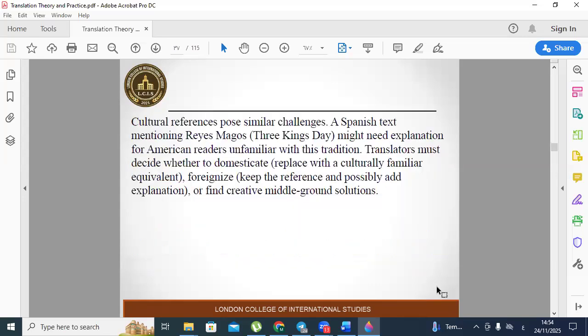Cultural references pose similar challenges. A Spanish text mentioning Reyes Magos, Three Kings Day, might need explanation for African readers unfamiliar with this tradition. Translators must decide whether to domesticate, replacing it with a culturally familiar equivalent, or foreignize, keeping the reference and possibly adding explanation, or find creative middle-ground solutions.